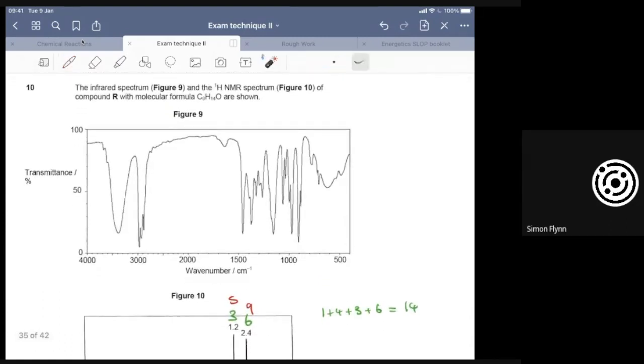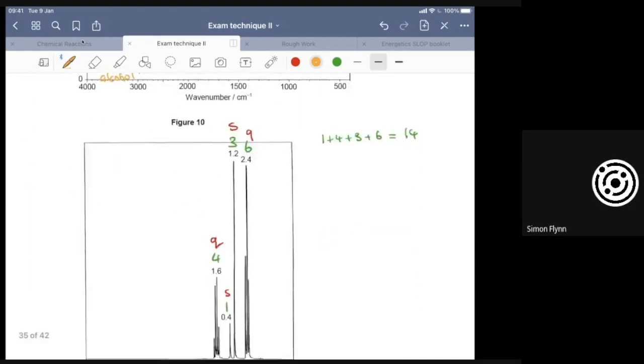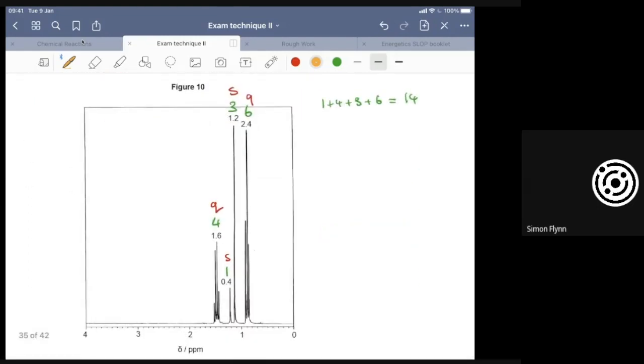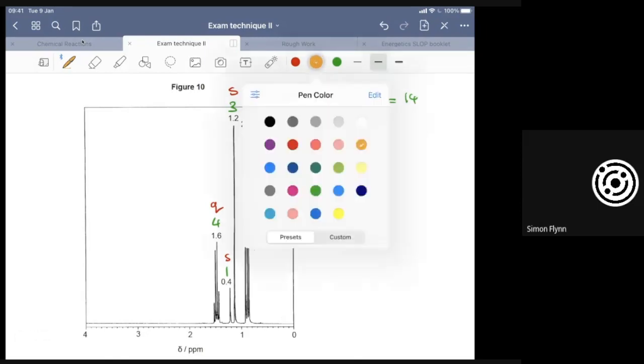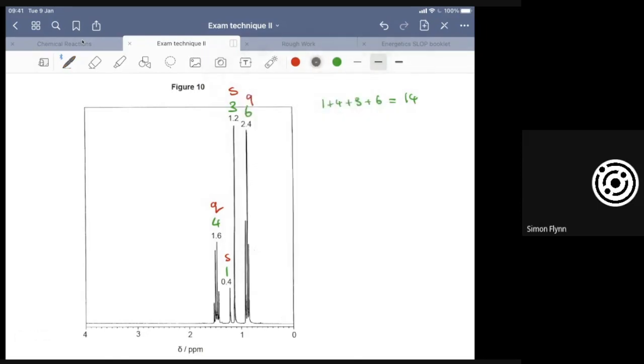That there is OH. In fact, we would have written that. You know, we could have written that on our thing. And frankly, that's when you start to piece it together. You start to think, okay, I've got a singlet with 1 hydrogen. That has got to be my OH.